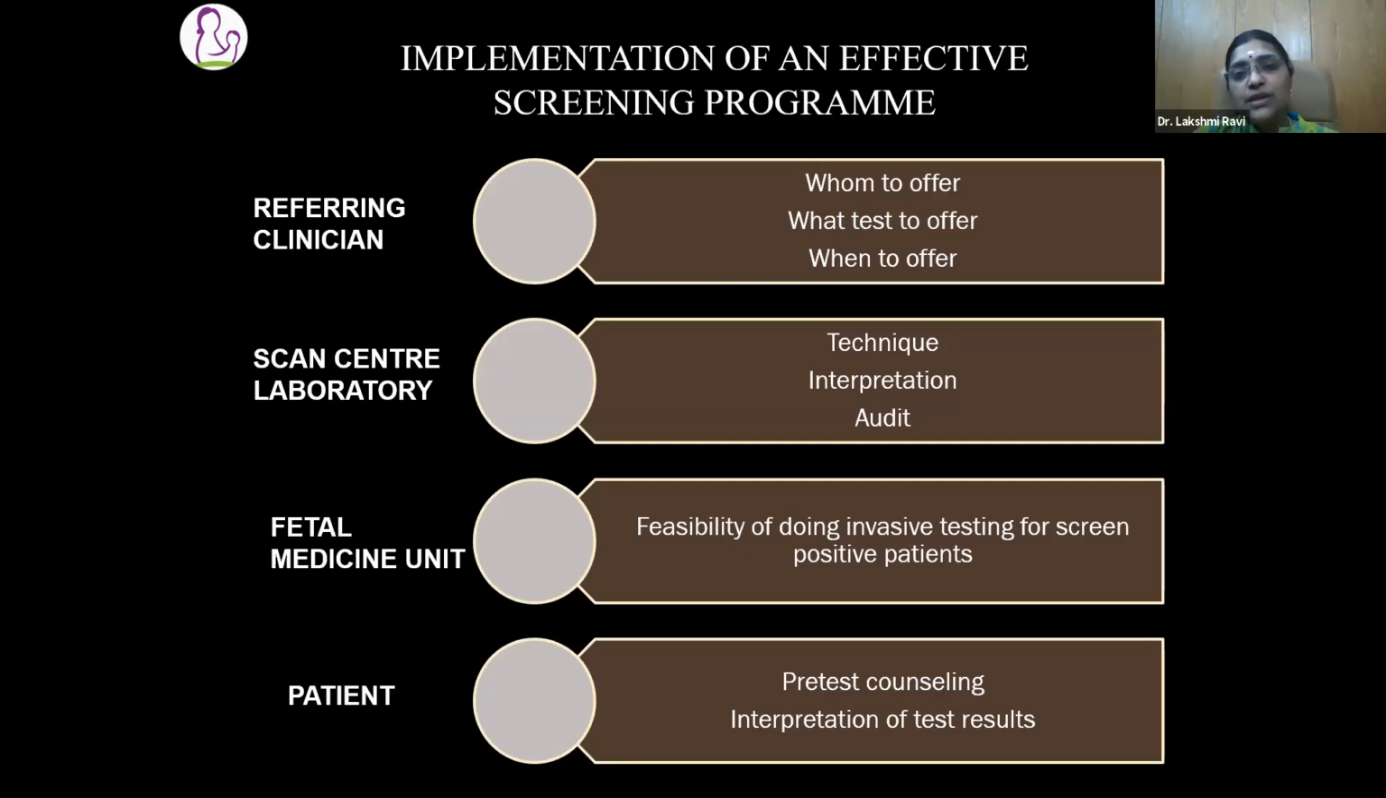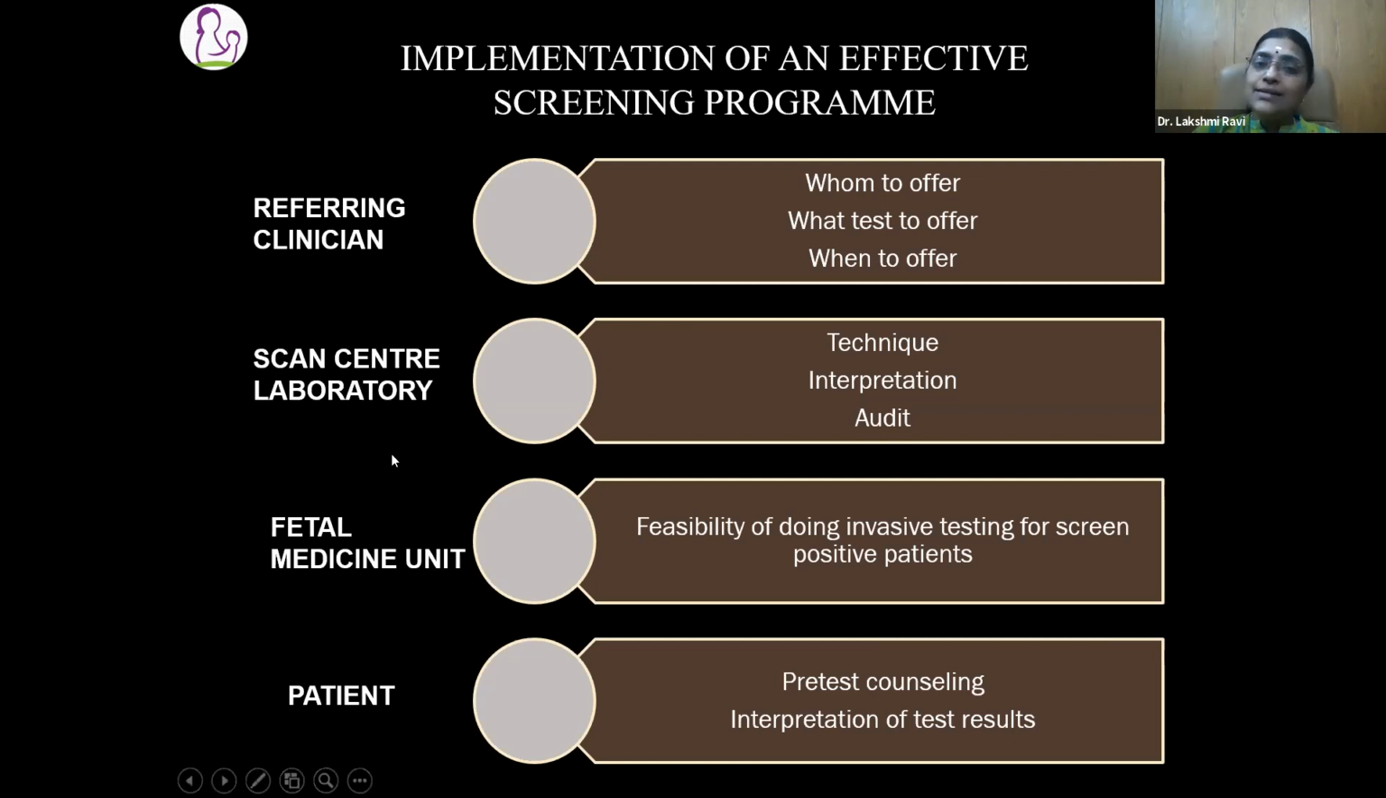So coming to the last few slides, how do we implement an effective screening program? All of the healthcare workers are very, very important if we want to implement an effective screening program. The referring clinician must know whom to offer, what test to offer, and when to offer. That means this should be a universal screening test. Considering what test to offer, the ideal period is the 11 to 14 week scan, and the one in your institutional protocol. The best one, ideal for everybody, would be the combined screening test, which is the nuchal translucency with the serum biochemistry.